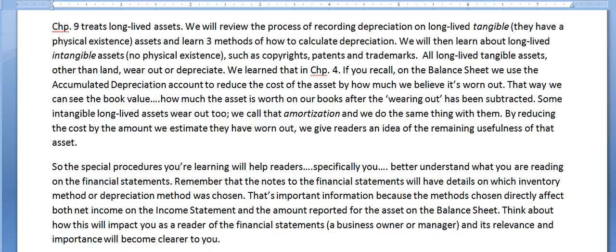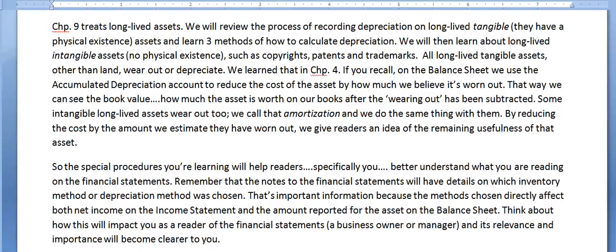All long-lived tangible assets other than land wear out or depreciate. We learned that in Chapter 4. If you recall, on the balance sheet, we use the accumulated depreciation account to reduce the cost of the asset by how much we believe it's worn out. That way we can see the book value, how much the asset is worth on our books after the wearing out has been subtracted. Some intangible, long-lived assets wear out too.